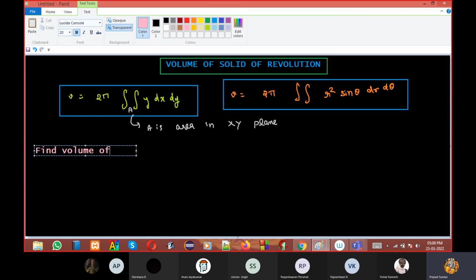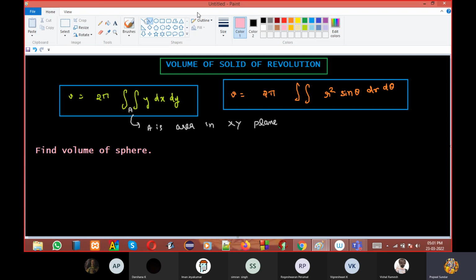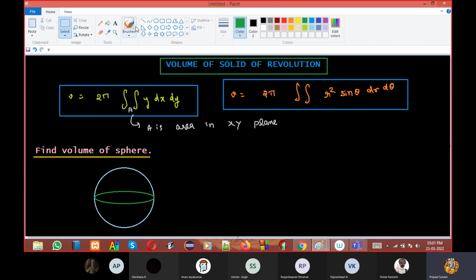Find the volume of the sphere, the same volume, but using this concept. We did the sphere using cylindrical coordinates, then spherical coordinates. Now we are coming to the same sphere with another concept. Look at what I'm doing. Taking the sphere, this is the XY projection. I am going to take only half of the sphere. Listen carefully, take only half of the sphere, not the full sphere.